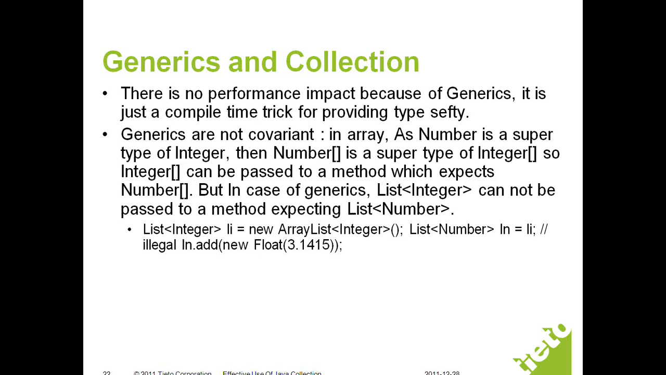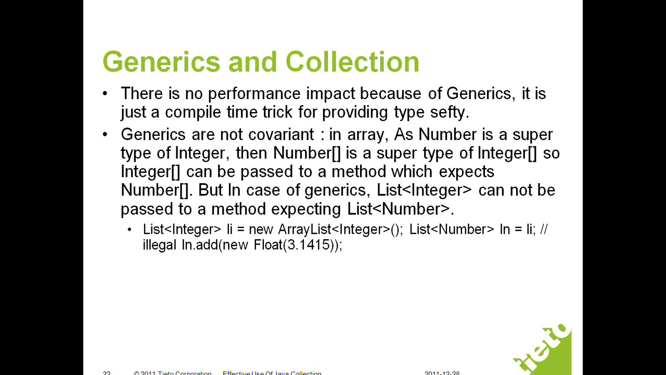Generics are not covariant. Take the example given in the slide: a Number is a supertype of Integer. So I can create a reference of Number and assign an object of Integer. The same thing is valid with arrays: a Number array is a supertype of an Integer array. So I can create a reference of type Number array and pass the object of an Integer array to it, but it doesn't work with generics. A List of Integer cannot be passed to a method which is expecting a List of Number.